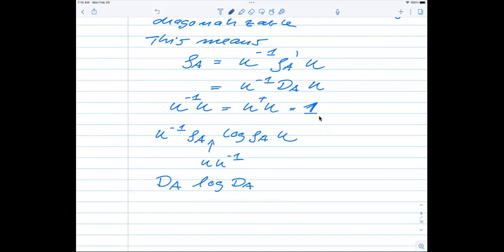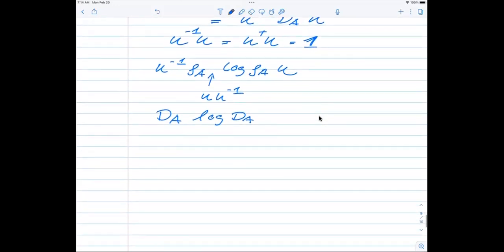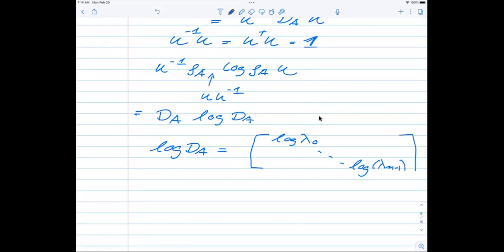Now, there's another statement which is important, and I'm just stating this: log D of A is given by the following. It's given by the log of lambda, the first eigenvalue, and down all the way to the final eigenvalue, lambda of n minus 1. So this is a matrix of dimensionality n times n, and you can rewrite it like this.